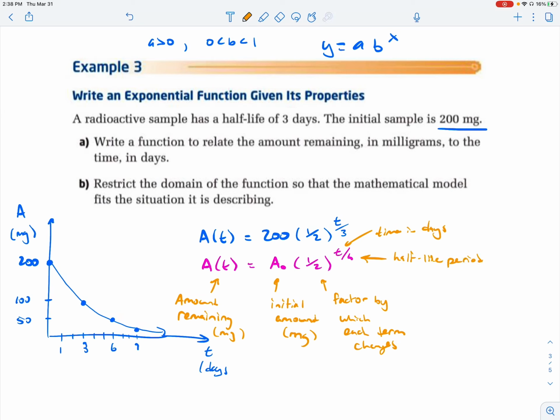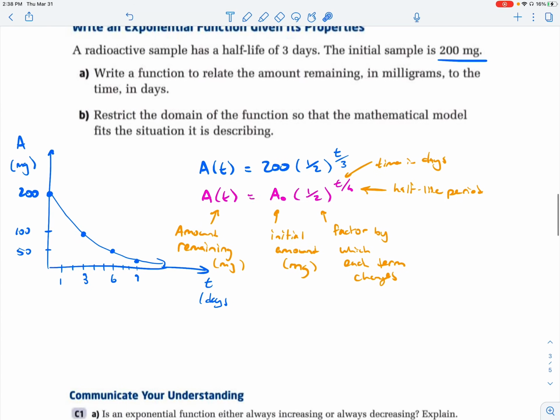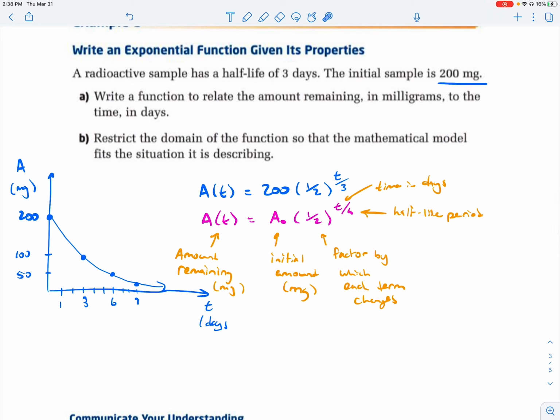Okay. These should always be in the same frequency. So if your time is in days, your half-life period should be in days as well. Okay, if they give you a half-life period that's like 3 years, well, you don't want to put time in days, you want to put it in years. So make sure these match. Okay, so yeah, that is our function.